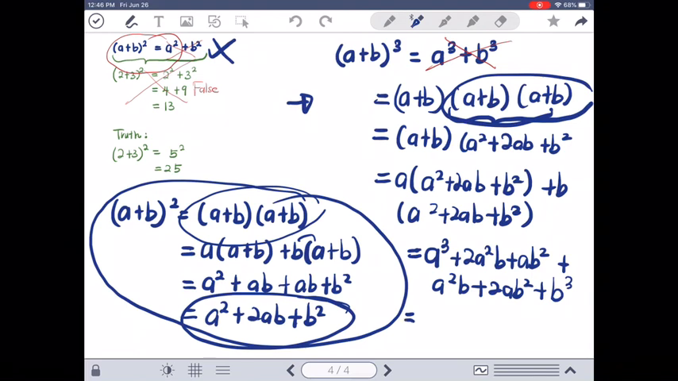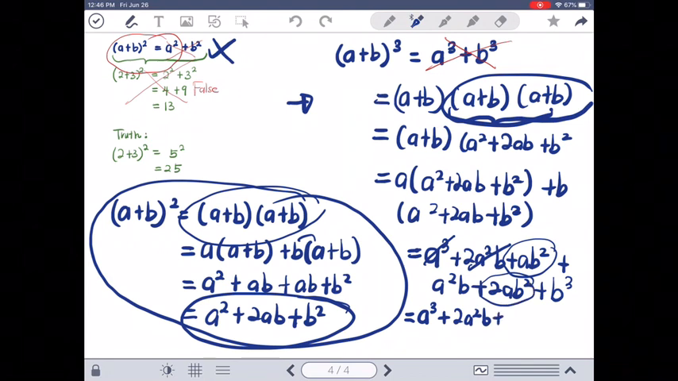So we will get final answer is A to the power of 3 plus with 2A squared B plus A squared B, so that's done, that one and that one, plus with 3AB squared, plus with B to the power of 3. So that is the answer, supposedly. But later we will learn on the faster way to expand binomial terms.